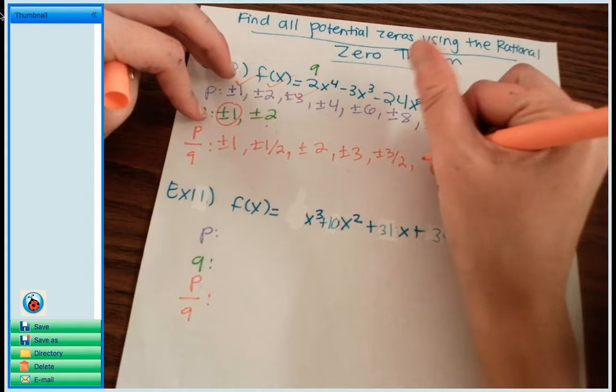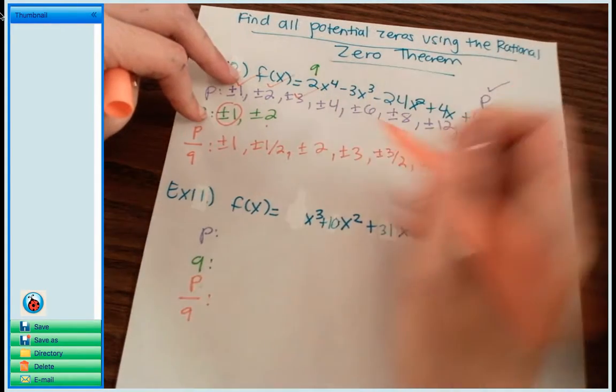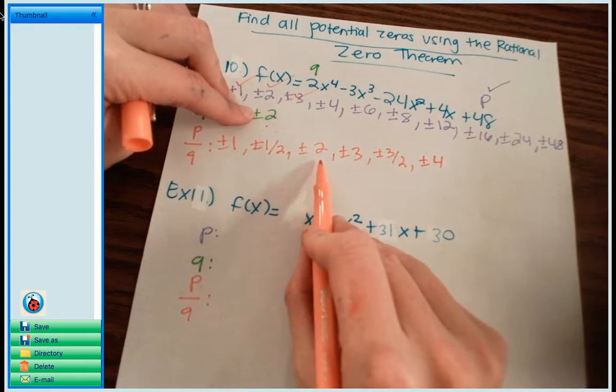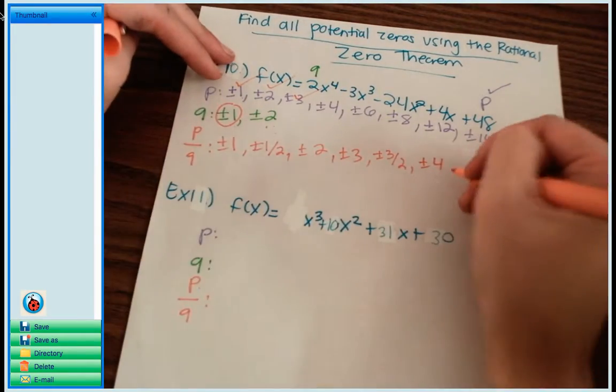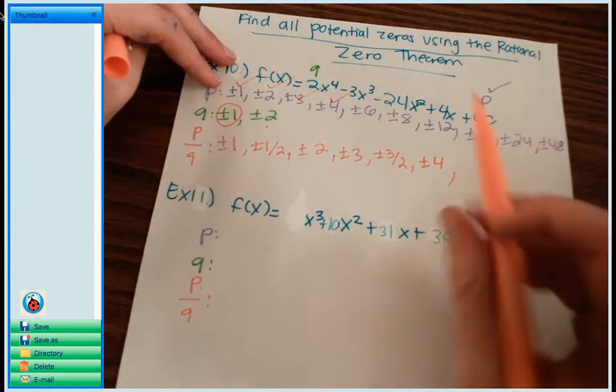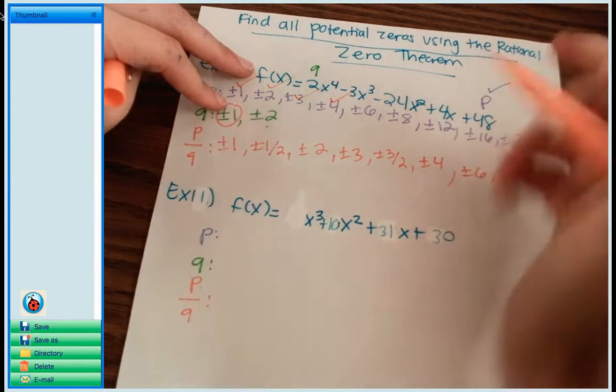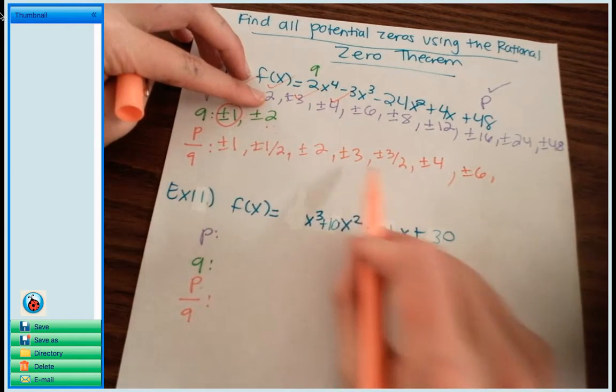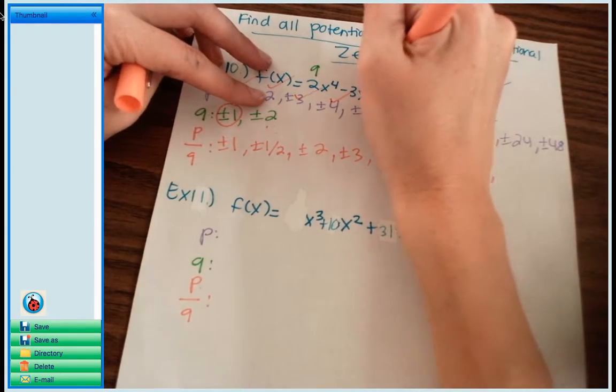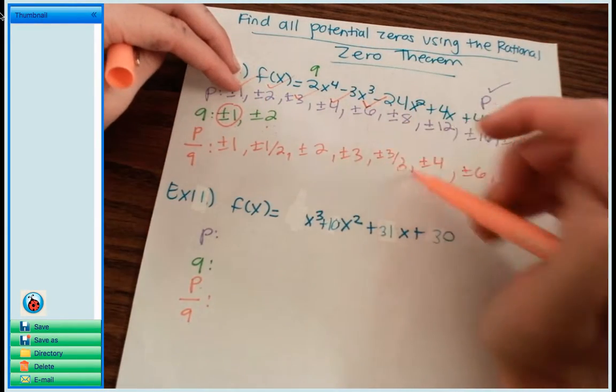4 divided by 1 is 4. And 4 divided by 2 is 2, but I already have a 2, so I don't have to write it again. So 4 is donezo. 6 divided by 1 is 6. Alright, and 6 divided by 2 is 3, but I already have it, so I don't have to list it. Alright, go on to 8.